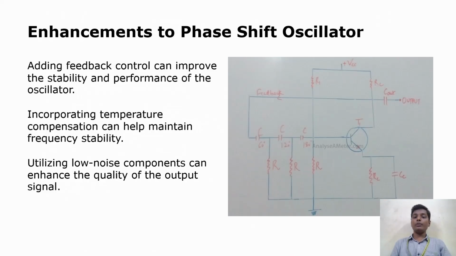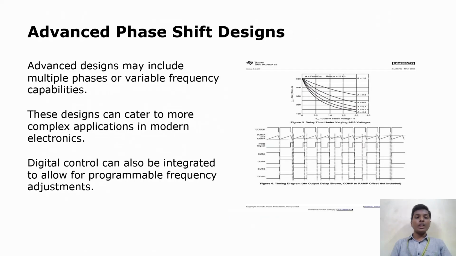Enhancements to phase shift oscillator. Adding feedback control can improve the stability and performance of the oscillator. Incorporating temperature compensation can help maintain frequency stability. Utilizing low noise components can enhance the quality of the output signal.